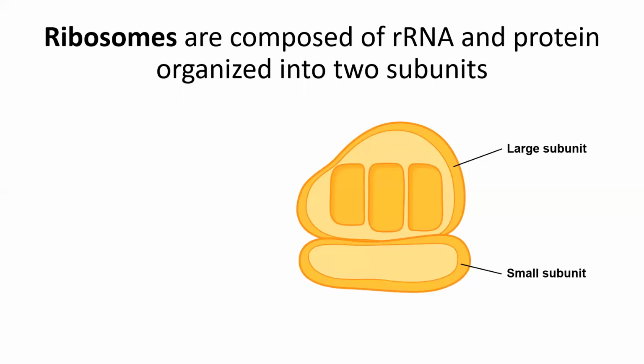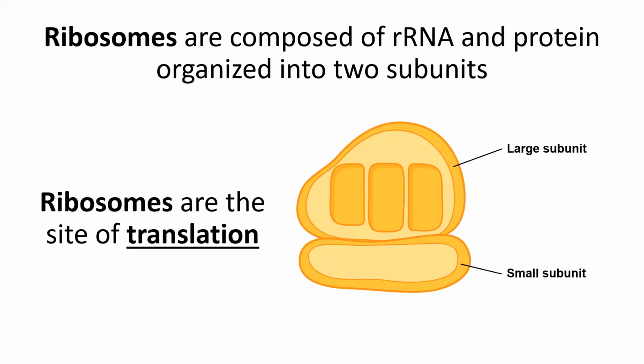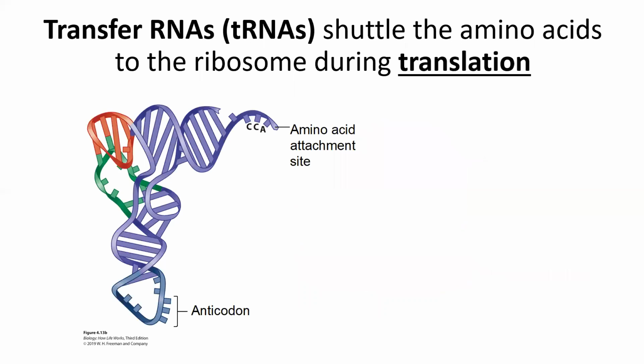Ribosomes themselves, in addition to being a cellular organelle, which you should already know, are composed of rRNA and proteins, and they're organized into two subunits. You have a large subunit and a small subunit. Pretty easy so far. Remember, ribosomes are the site of translation, so this is where the action happens.